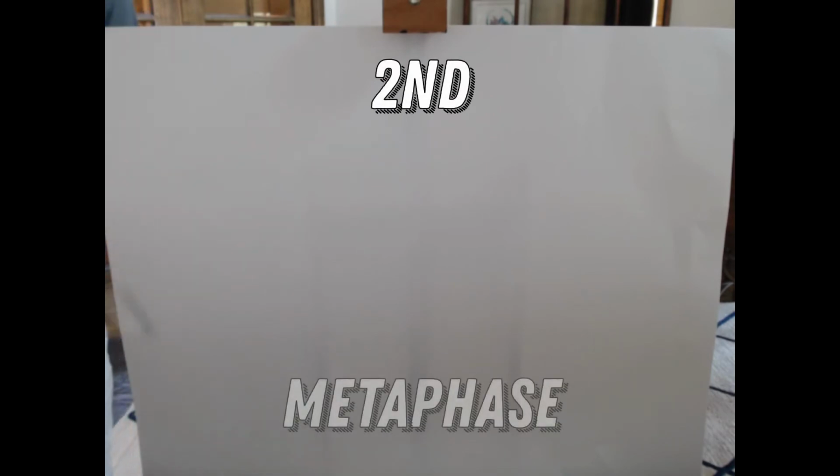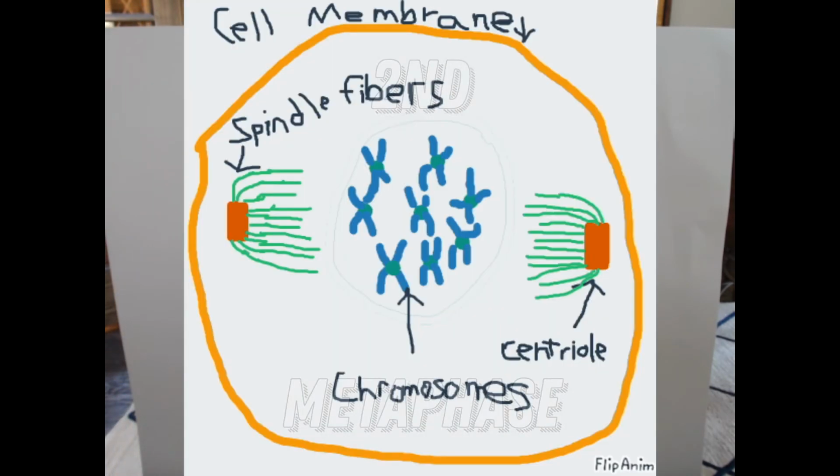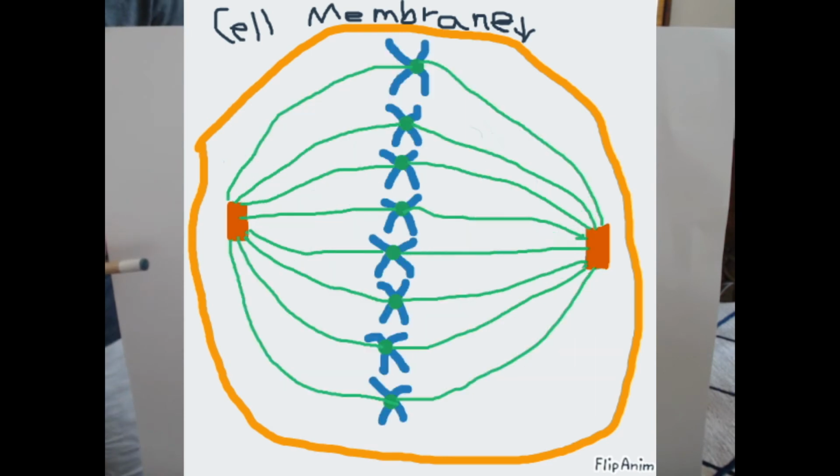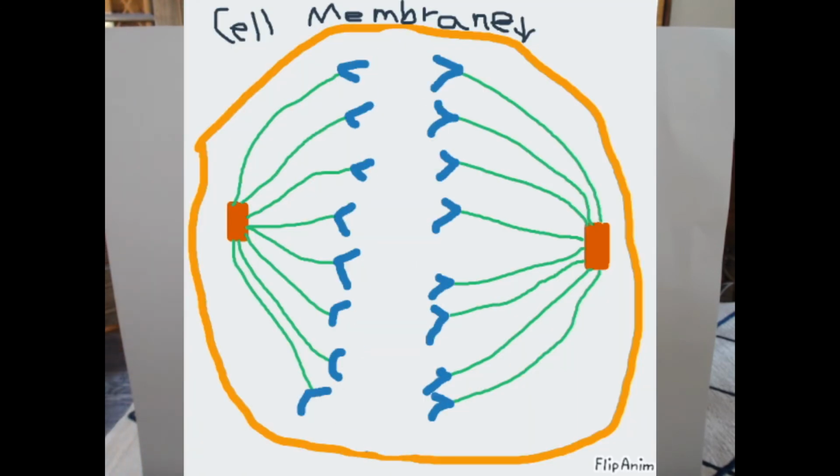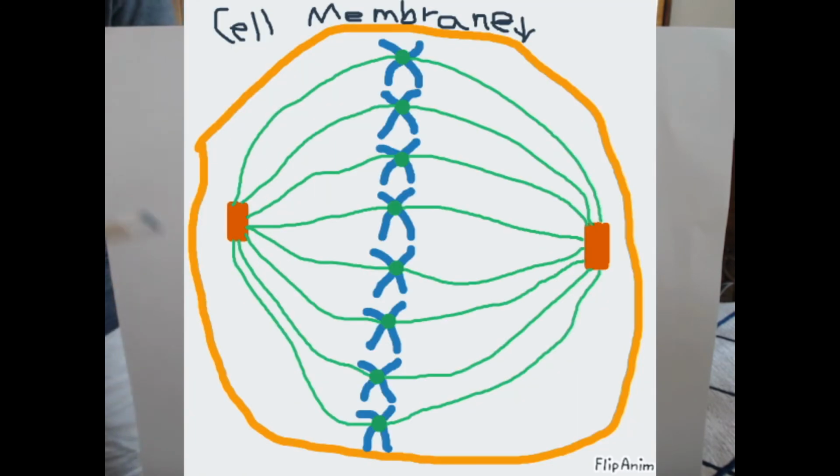The second phase is called metaphase, where the chromosomes line up in the middle of the cell because of the spindle fibers attached to them. In the third phase, anaphase, the spindle fibers pull the chromosomes apart at the centromere, so that each side of the cell has its own set of identical chromatids.